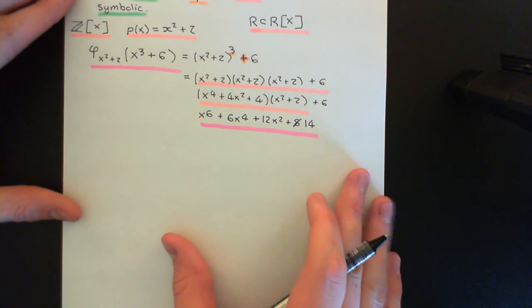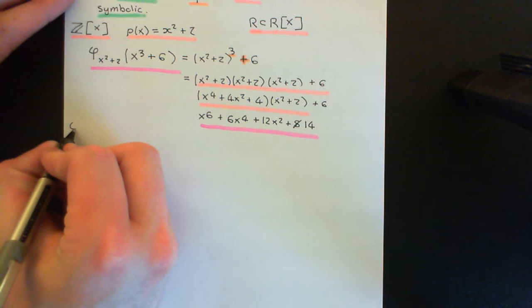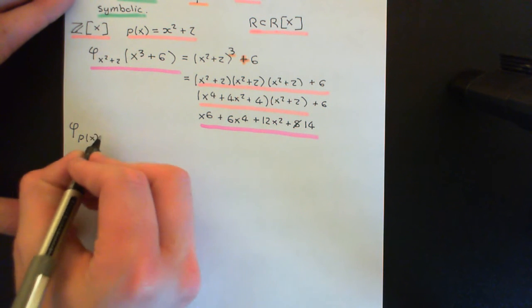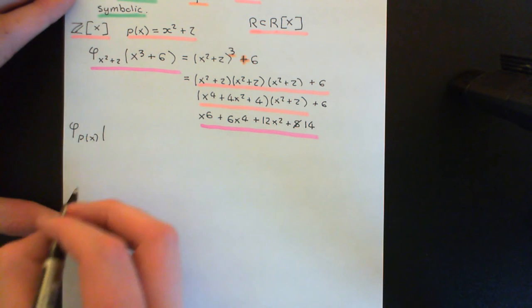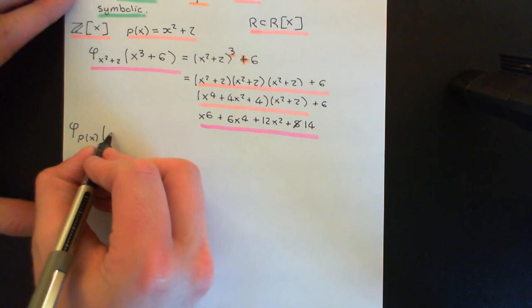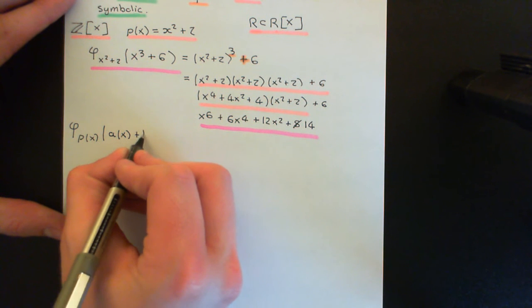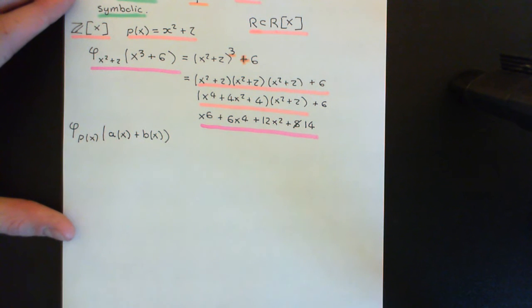Okay, so additive compatibility. So what we want to prove is that if we take phi for p of x, and I might soon drop the p of x here because it's just annoying having to continually write that, of two polynomials added together, so of the polynomial a of x added to the polynomial b of x, and that is some answer in the domain.